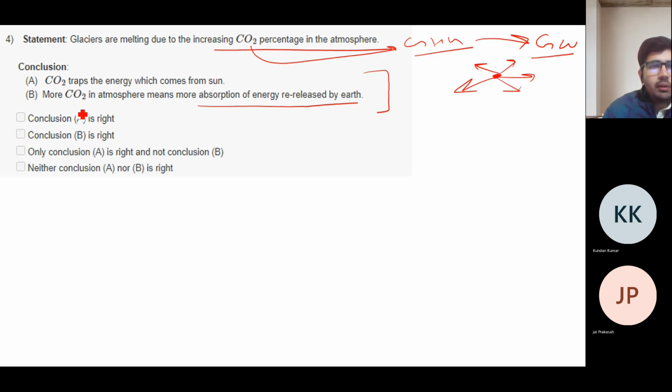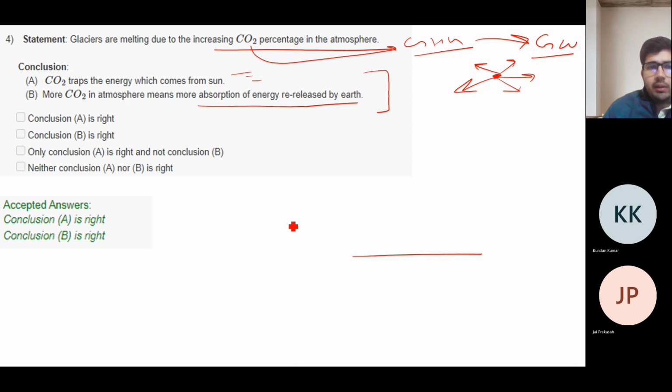So what are the conclusions? CO2 traps the energy which comes from the sun, and more CO2 in the atmosphere means more absorption of energy released by earth. So yes, both are right, because if CO2 traps the energy, suppose energy is going towards space from earth's surface.